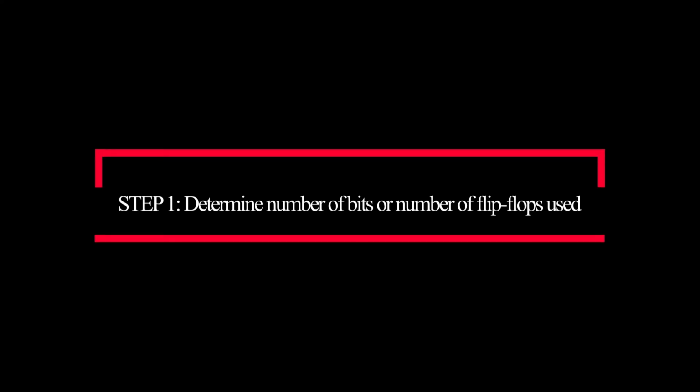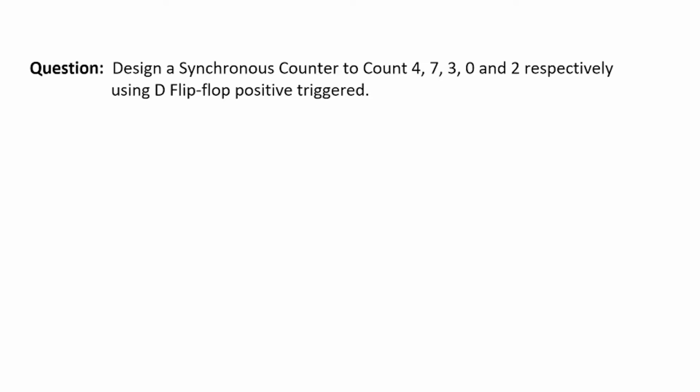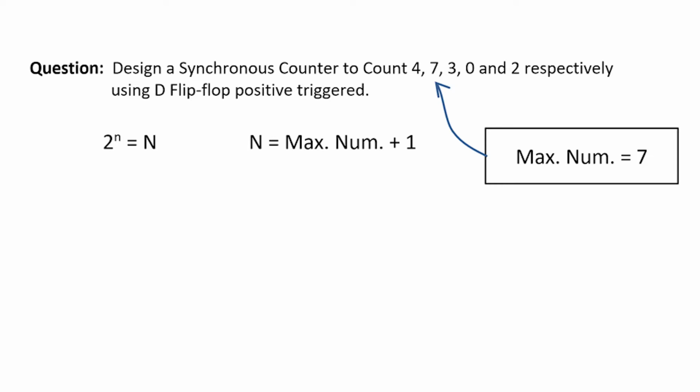So, for step 1, we must determine the number of bits or number of flip-flops used. So, this is the formula: 2 to the power of n equals capital N. From the formula, capital N is the mode, which must be the maximum number plus 1. As we know from the question, the maximum number is 7. So, capital N equals 7 plus 1, we get 8. It is equal to mode 8.